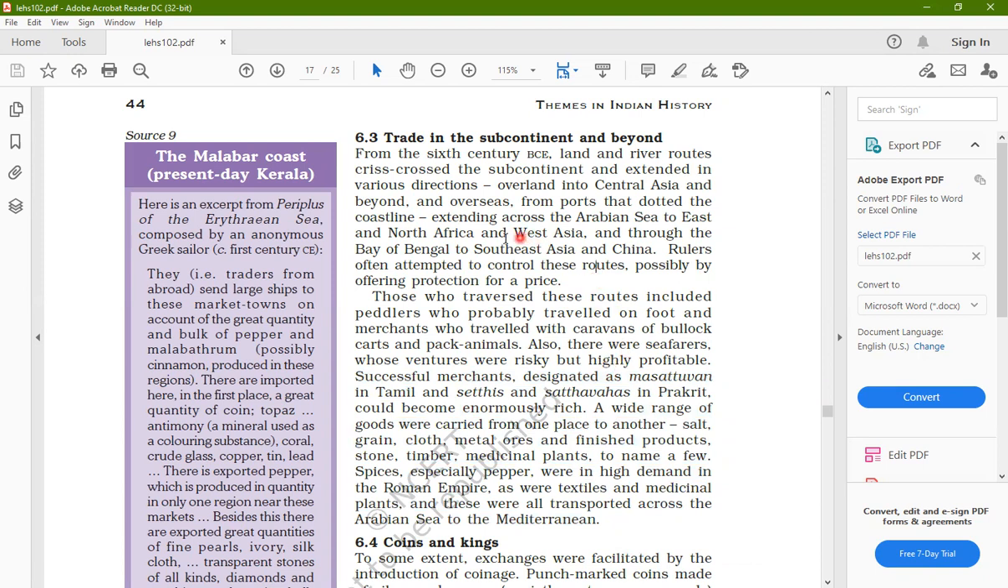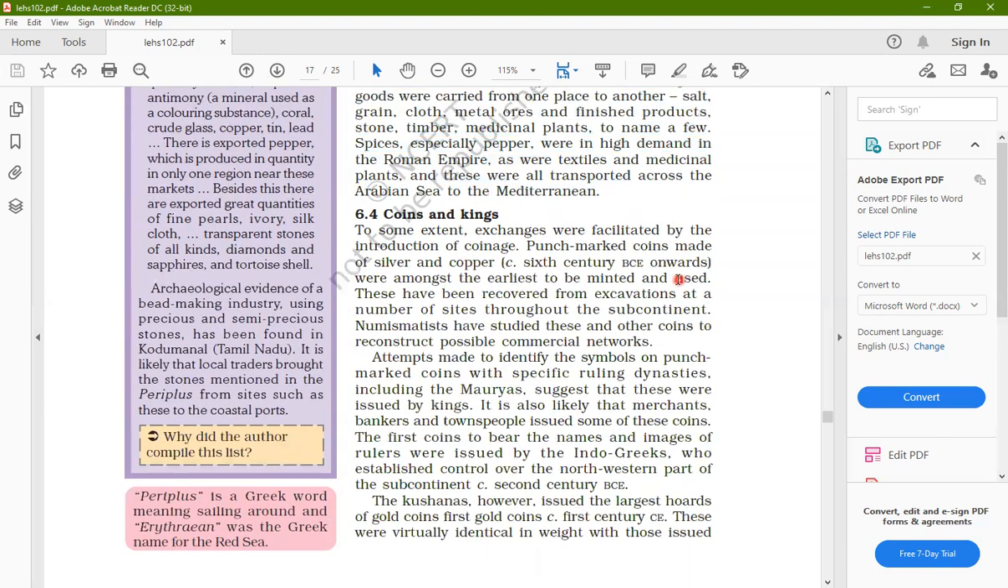So let us continue. You can also write one more point in this. They traded mainly through sea routes, or you can see through the roads. And rulers often attempted to control these roads by offering protection for a price. And the next we have is Periplus. What is Periplus? It means sailing around. And Erythraean was a Greek word for the Red Sea, which is also important.